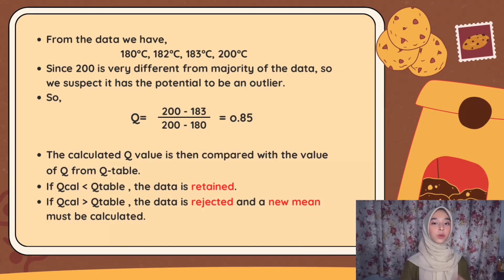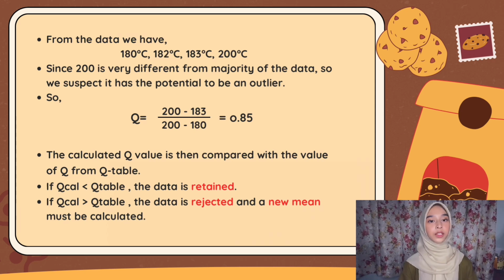From the data, we have 180, 182, 183, and 200. Since 200 is very different from the majority of the data, we suspect it has the potential to be an outlier. So, we calculate it by 200 minus 183 divided by 200 minus 180, equal to 0.85.